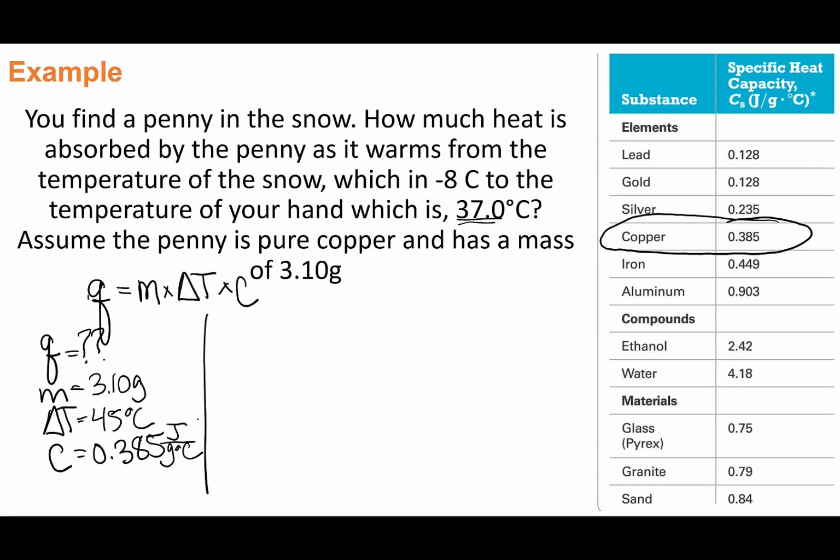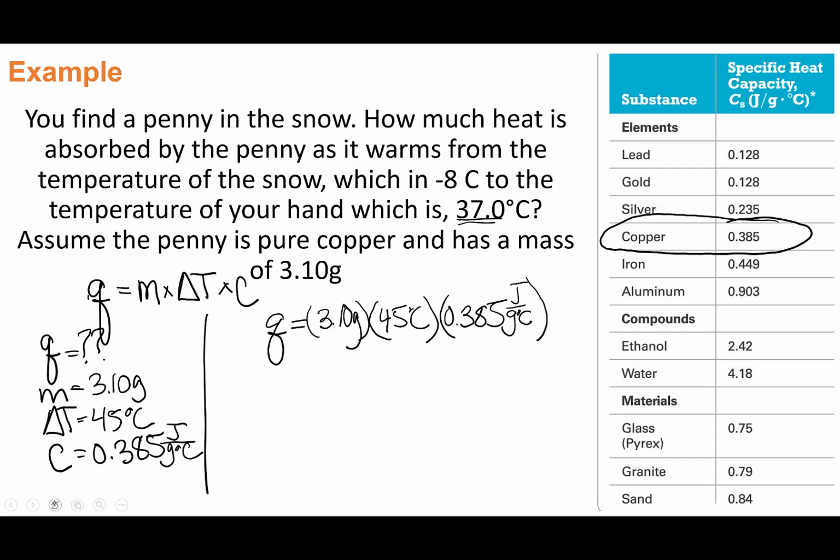So now that we've tabulated our variables, let's just plug this into our equation and chug through it. So Q equals, mass is 3.10 grams, change in temperature is 45 degrees Celsius, and our specific heat is 0.385 joules per gram degrees Celsius.